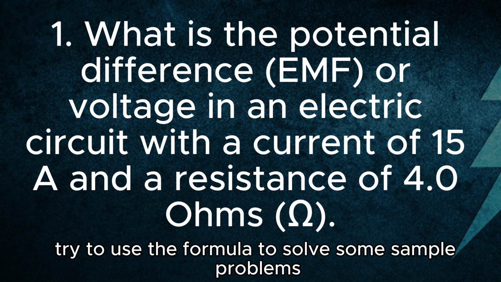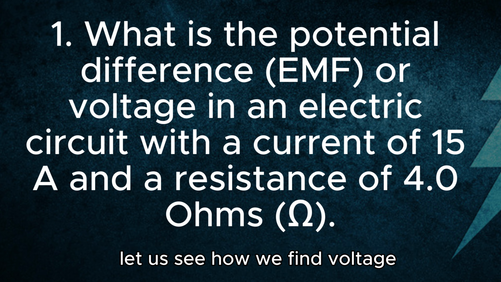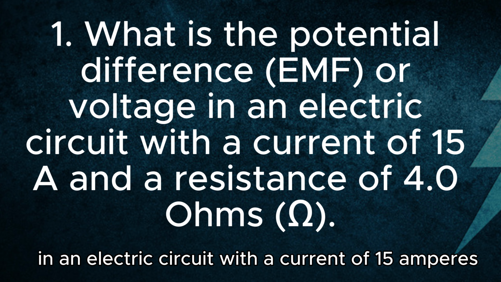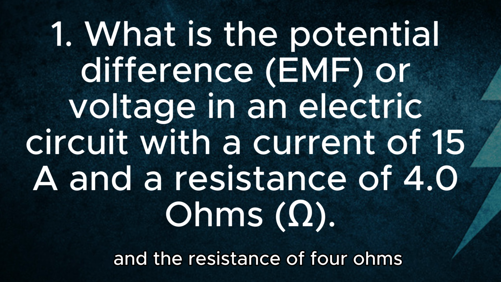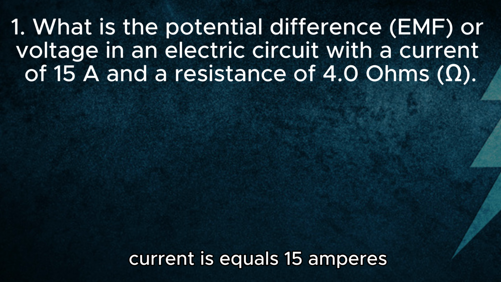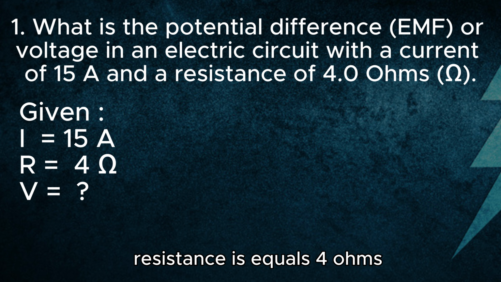Now, let us try to use the formula to solve some sample problems. Let us see how we find voltage. What is the potential difference or voltage in an electric circuit with a current of 15 amperes and a resistance of 4 ohms? First, let us identify the givens. Current is equal to 15 amperes, resistance is equal to 4 ohms, and the unknown is the voltage.